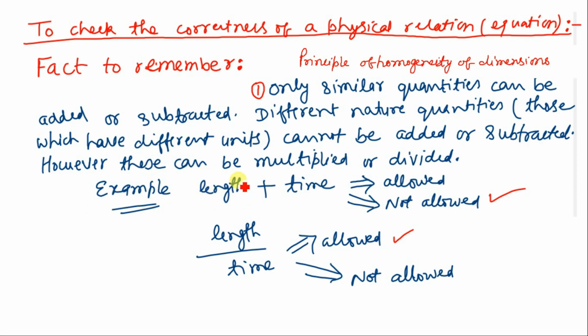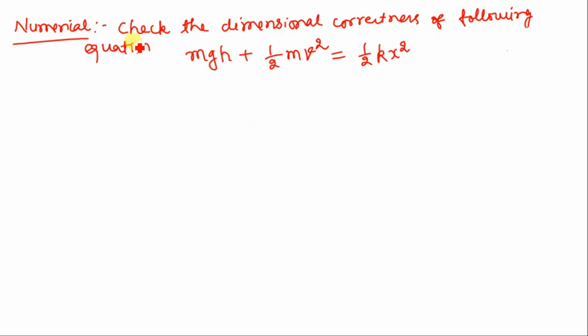Let us take an example. So we know that length and time are quantities of different nature. So when we try to add length with time, then it is not allowed. However, if we try to divide length with time, then this is allowed, and you know that such kind of operation is done while defining speed, which is the ratio of distance to the time, and velocity. So the definitions of speed and velocity clearly tell us that it is possible to divide length with time. However, it is not possible to add length with time. So the principle of homogeneity of dimensions only justifies this fact that the quantities of same nature can be added or subtracted.